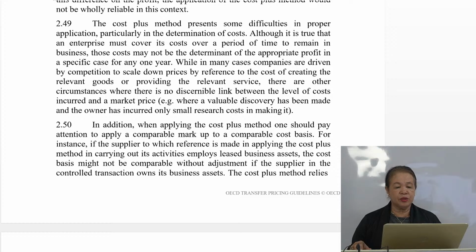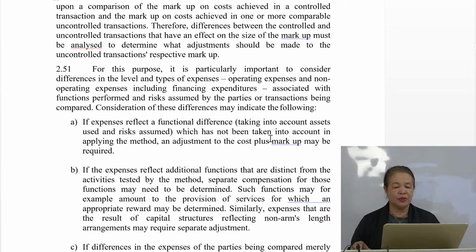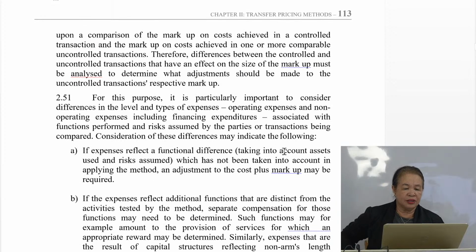So for instance, if the supplier to which reference is made in applying the cost plus method in carrying out its activities employs leased business assets, no? So the cost basis might not be comparable without adjustment if the supplier in the control transaction owns its business assets, no? Kasi yung lilist lang ng business assets. Okay. The cost plus method relies upon a comparison of the markup on cost achieved in a control transaction and the markup on cost achieved in one or more comparable uncontrolled transactions.